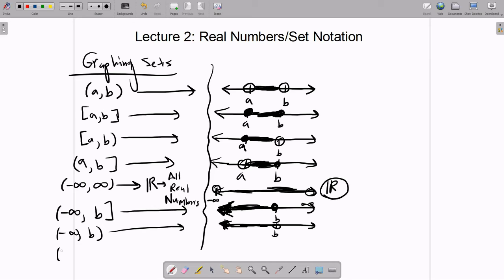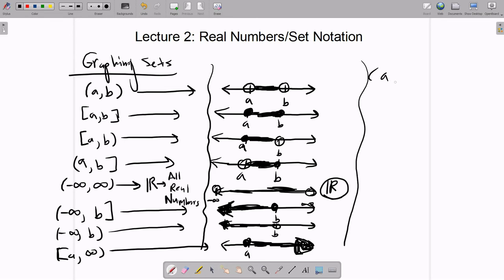And the last two would be bracket A, positive infinity, where you have A filled in, and your arrow is going to the right infinitely. And the last bit will be just like the last one, except it will be an open circle. A parentheses, infinity parentheses. And your graph would be A with the open circle. Let me redraw that. A with an open circle and everything being filled up to the right.